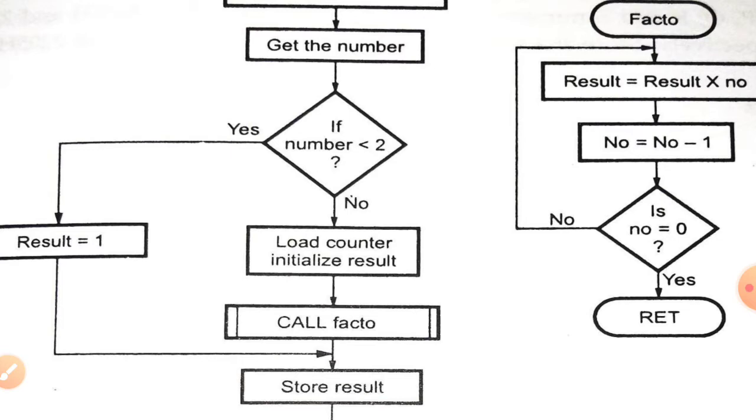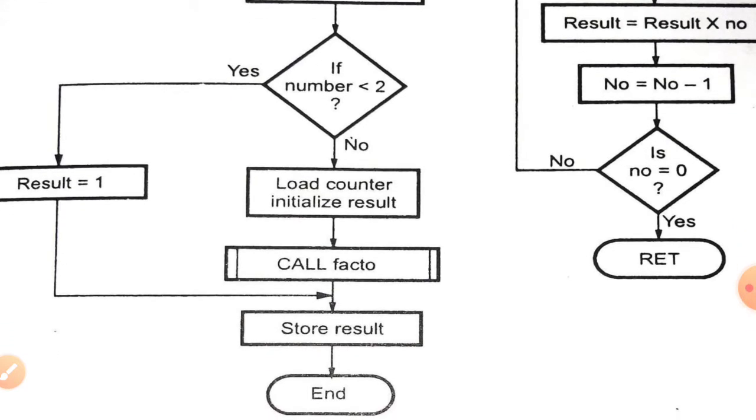But if the number is not less than 2, it is either 2 or more than 2 up to 8, then we have to use a counter. Suppose we take the example of 3. Factorial of 3 means we have to multiply 3 by 2 and then by 1, then only we will get the factorial of 3. So if the number is 3, the number is not less than 2, so the answer is no, and it will initialize the counter and the result.